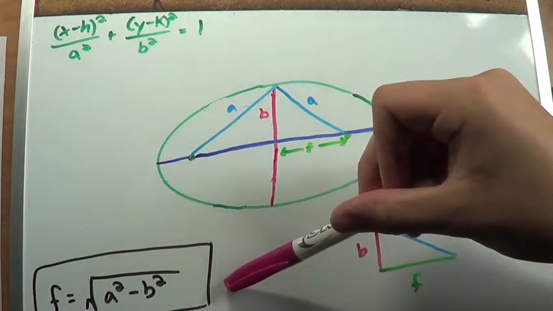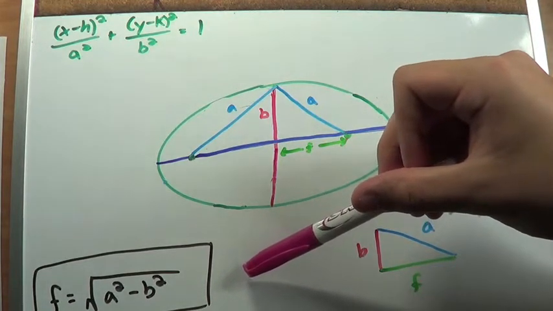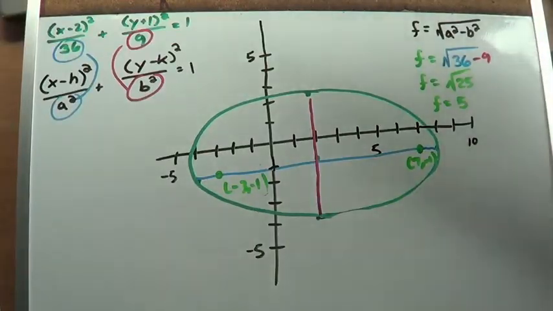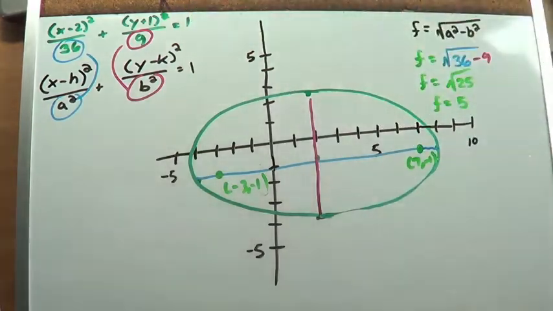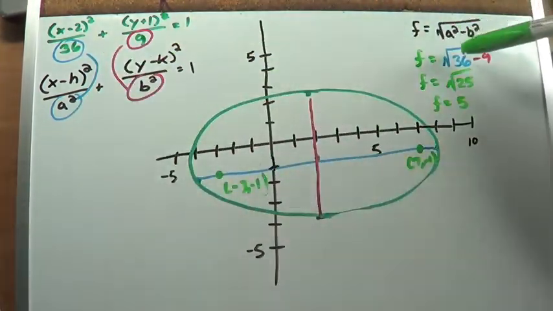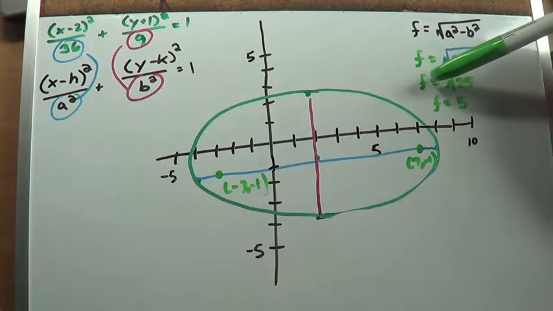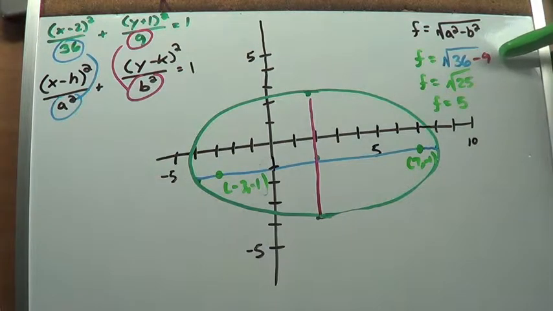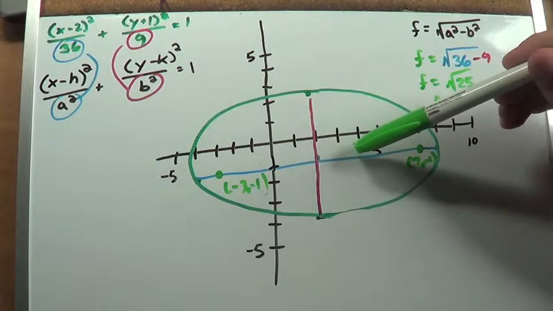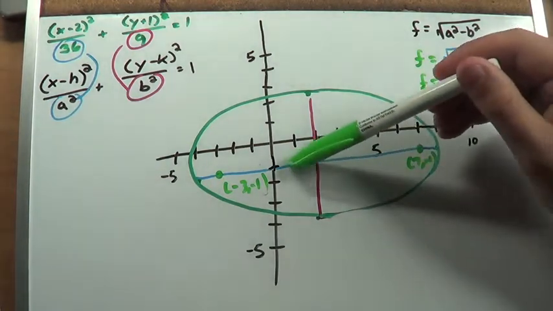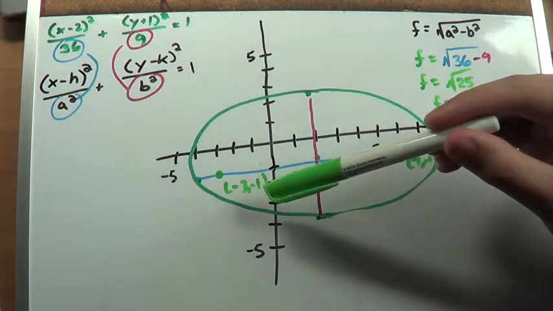This works for all horizontal ellipses, so whether you memorize this formula or remember the intuition behind it, you should be set. Let's try it out with this equation from the beginning. X minus 2 squared over 36 plus y plus 1 squared over 9 equals 1. We know a squared is 36, and b squared is 9, so the focal length is the square root of 36 minus 9, or 5. That means we're going to go up from the center along the major axis, out 5 in this direction, and out 5 in the other, giving us focal points of 7, -1, and -3, -1.